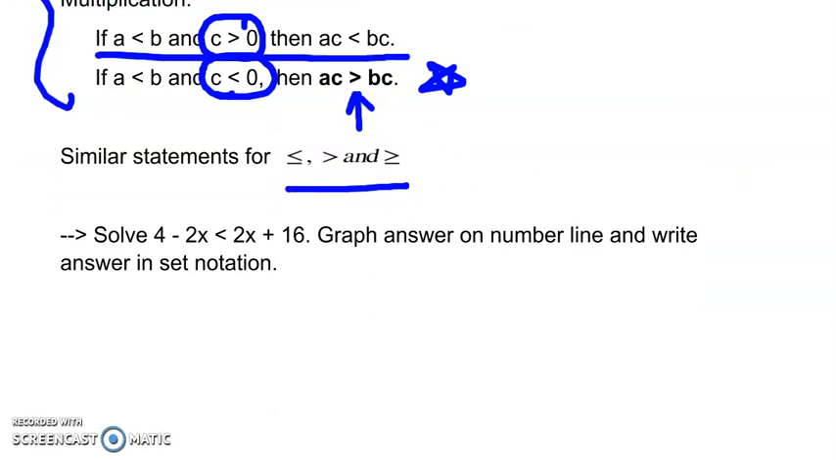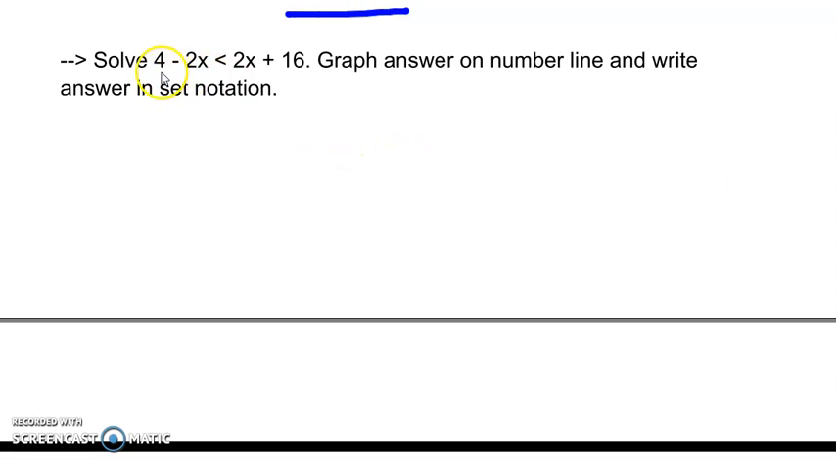So let's do an example. Here I have an inequality. 4 minus 2x is less than 2x plus 16. We want to solve that for x, and you do the steps just like you solve an equation, with that one exception of when you have to turn the sign around. So I want to get all of the x's onto the same side. So the first thing I'm going to do is I'm going to subtract this 2x over.